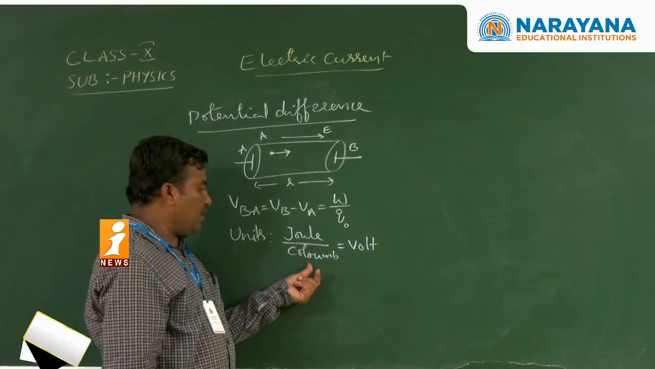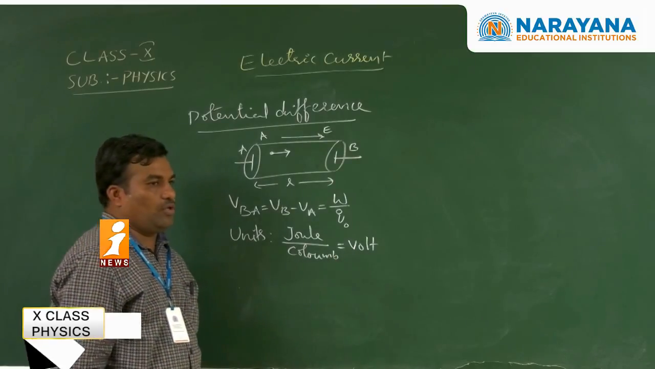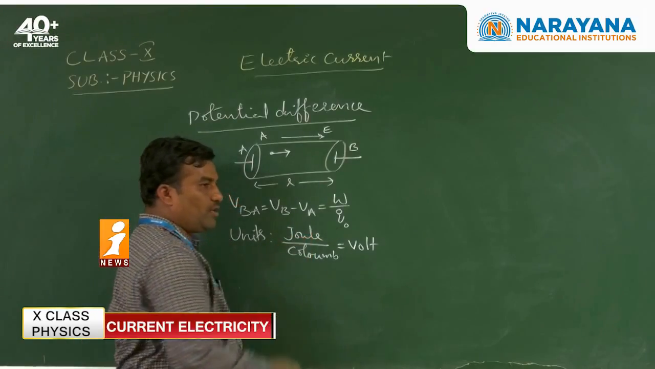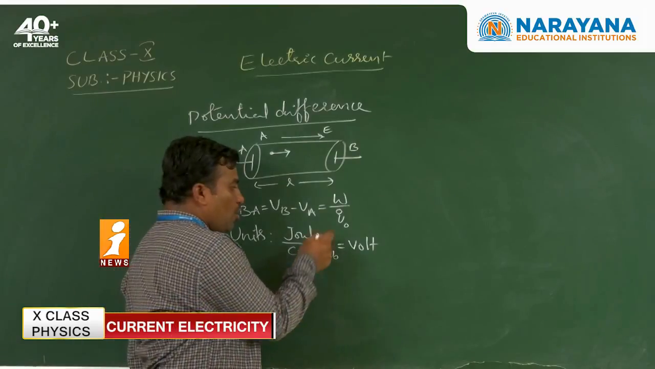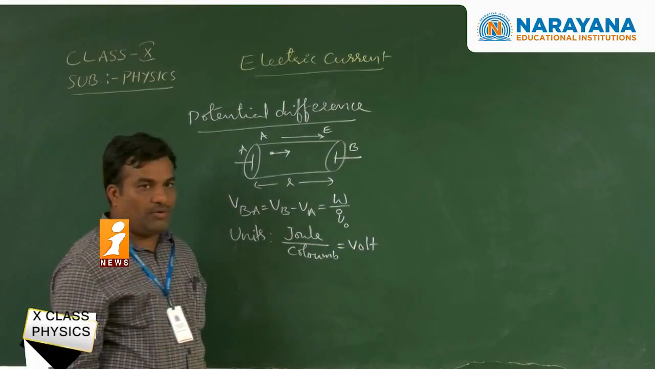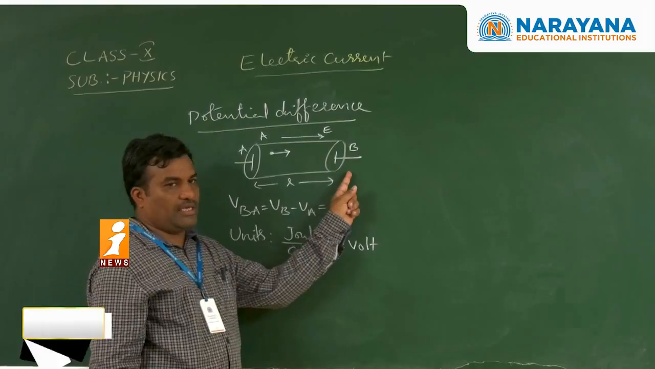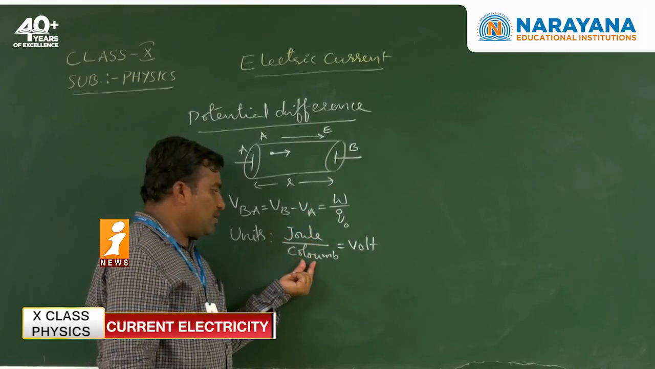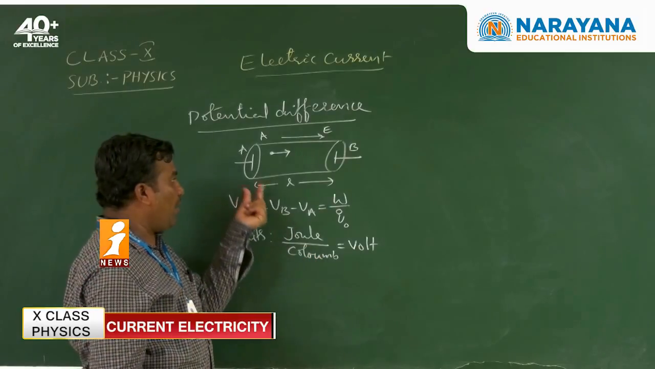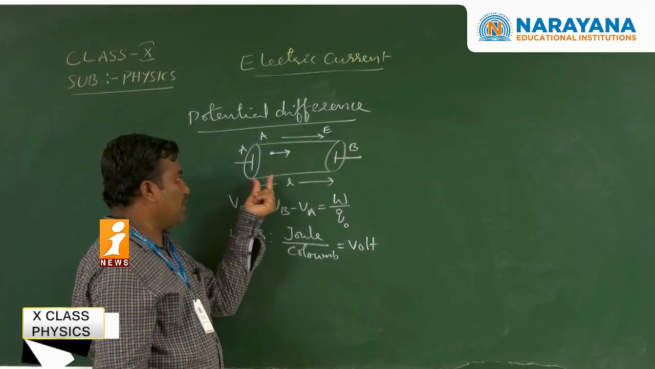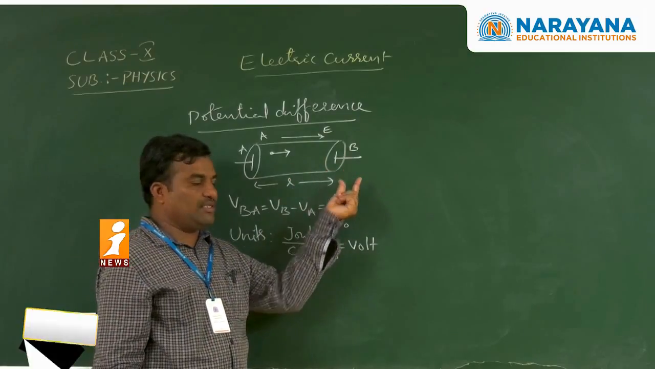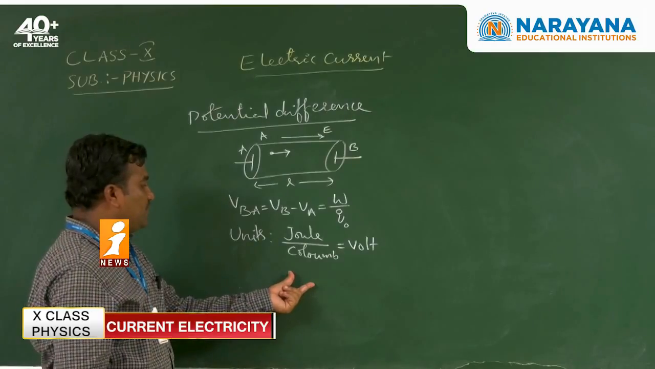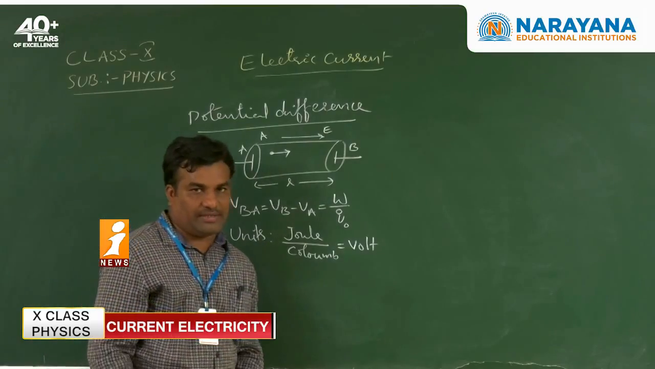Now we can write the definition of volt. 1 volt: 1 joule of work done is required to bring 1 coulomb of charge from one point to another point, along the length L of the conductor from point A to point B. This is called 1 volt. This is called potential difference.